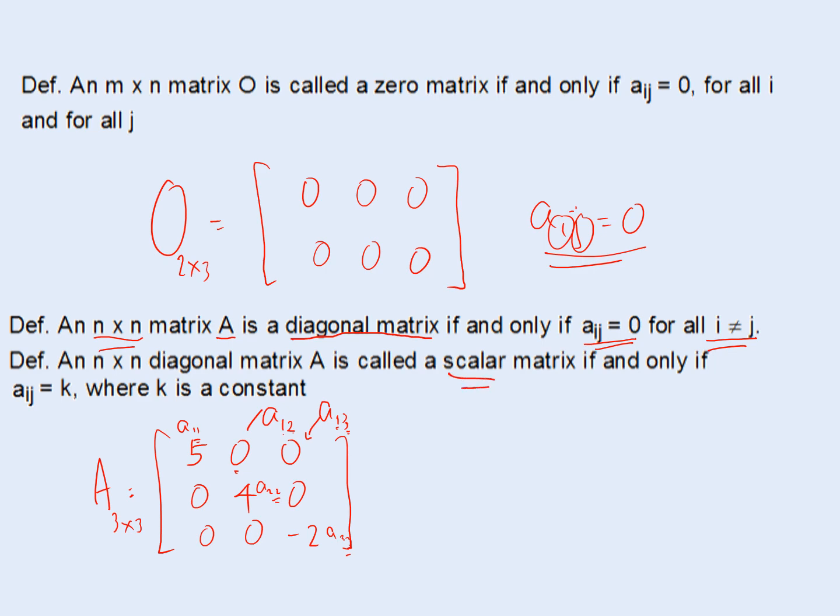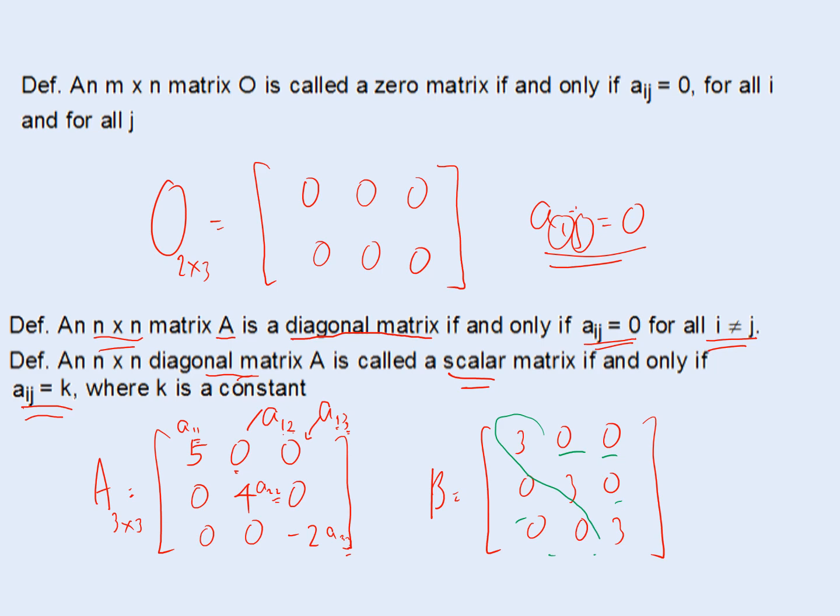Now, a scalar matrix, on the other hand, is a diagonal matrix with the added condition that the elements along the main diagonal are all equal. Say, for example, B: 3 0 0, 0 3 0, 0 0 3. All elements are 0 except for those along the main diagonal. So it's called a scalar matrix.